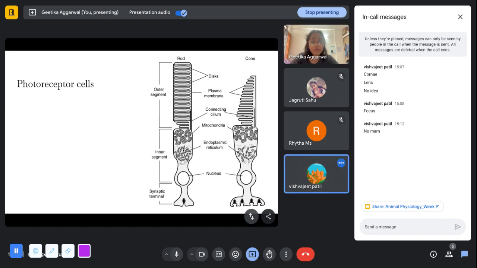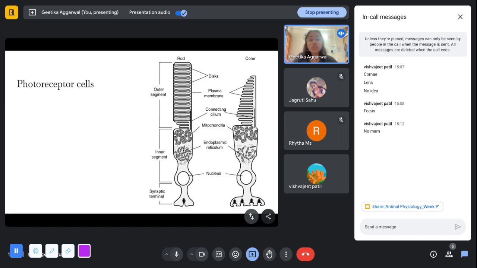Ma'am, anyone? The discs are parallel. What is parallel? The discs in a rod. So you're saying that these optical discs in the rod cell are parallel to each other. Yeah, in the cone also they are more or less, but there is no uniformity in the cone. Yeah, that is true. There is no uniformity in the cone.